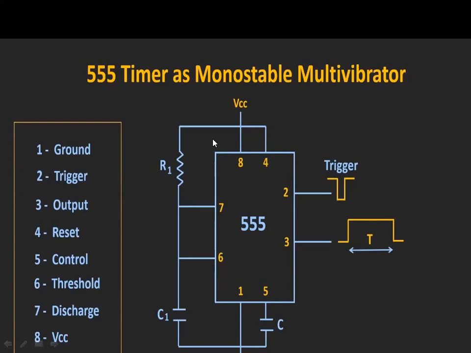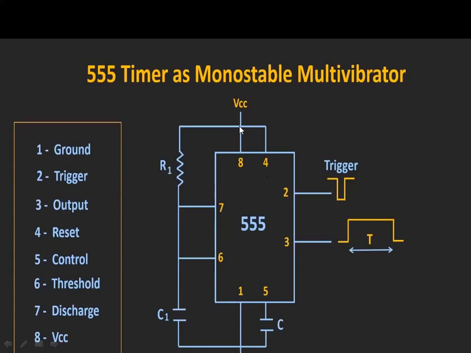You can see that pins 8 and 4 are shorted in astable, and similarly we have shorted them here in monostable also, because the fourth pin is the reset pin. We have to keep it always at high level, because if it is kept at low level it resets. So we are keeping it at high level by connecting it to VCC. And 8 is the supply pin, so we have to give the supply to this pin.